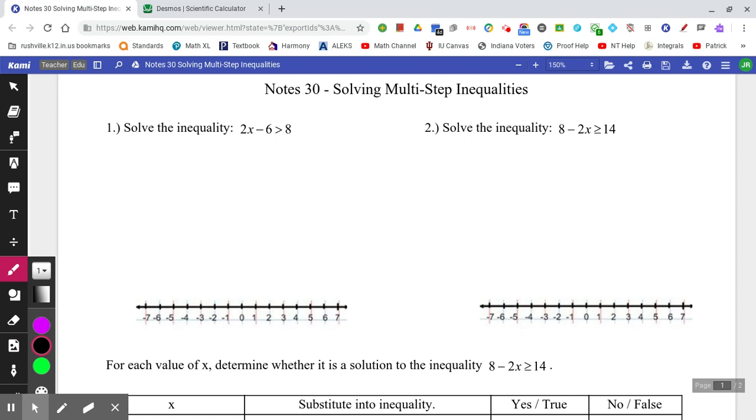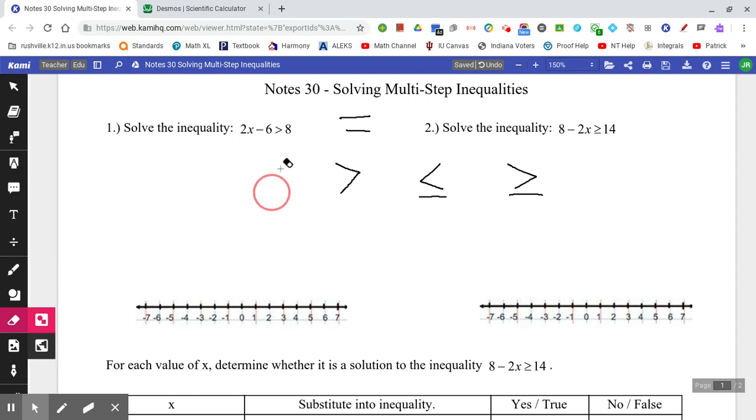Welcome back, students. Today we are going to start our final section of first semester of algebra, and that is working with inequalities. So an inequality is basically going to be treated the same way as we would when we solve equations. Only difference is with equations, you have to have an equal sign, but with an inequality, you're going to have a less than sign, a greater than, a less than or equal to, or a greater than or equal to symbol.